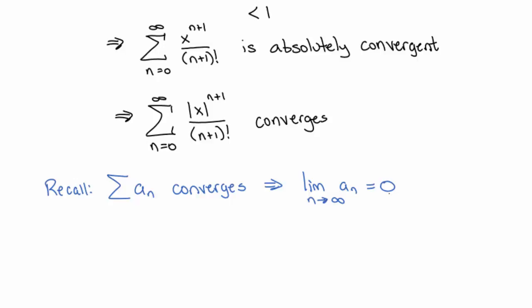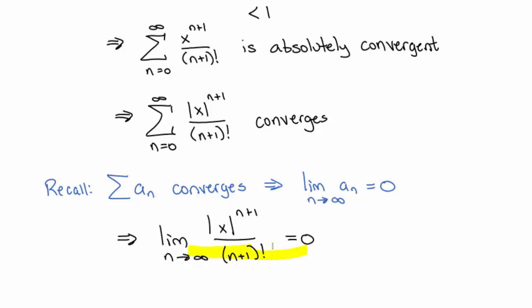So this implies that the limit as n goes to infinity of the absolute value of x to the n plus 1 over n plus 1 factorial will end up being 0. Now you might be wondering, what does that do for us? Maybe you're not, maybe you realize it already, but I'm going to highlight that because it's so important.